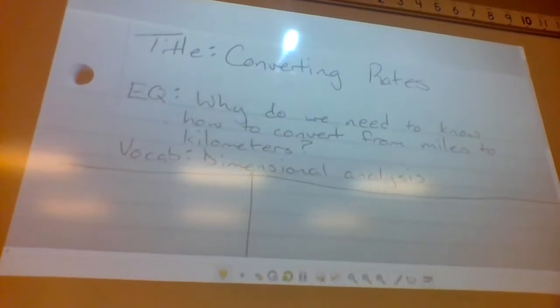Alright, so today what we are going to learn is how to convert rates. Now, we did a very, very minimal amount of this last week. Remember when we talked about how many feet and inches, and how many meters and centimeters? That's basically what this is all about.